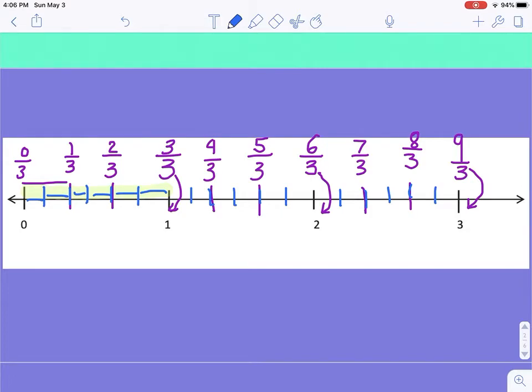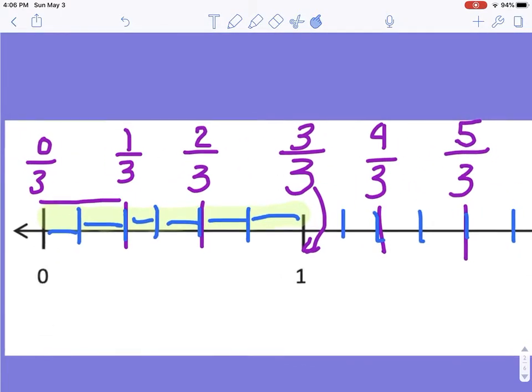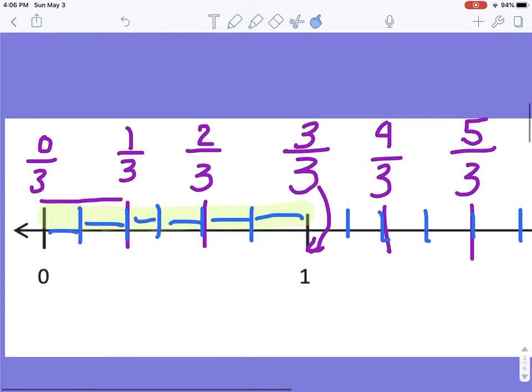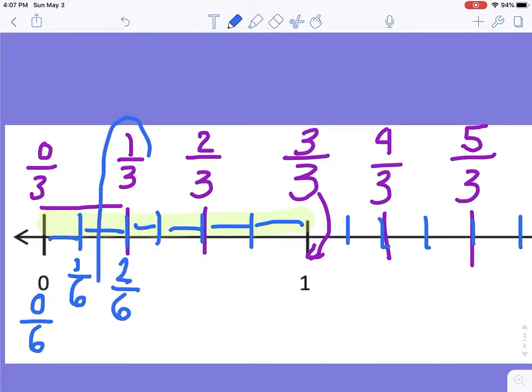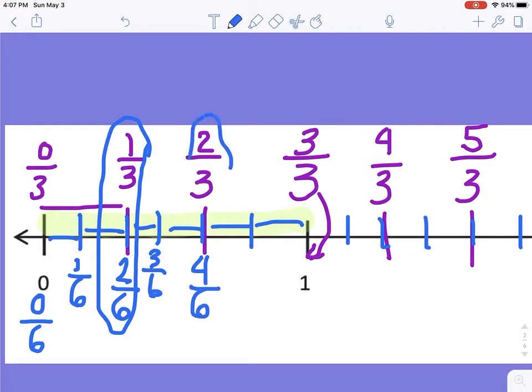All right, now I'm going to label my sixths. I'm going to kind of zoom in here. So I have 0 sixths, just like I have 0 thirds. I have 1 sixth here. Now I can see that this 1 sixth is closer to 0 than 1 third, so I know it is smaller. I have 2 sixths, which is also equivalent to 1 third because they fall on the same spot on the number line. I have 3 sixths here, 4 sixths. Those are also equivalent. They fall on the same spot of the number line.